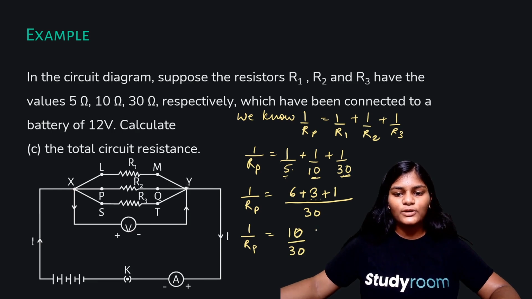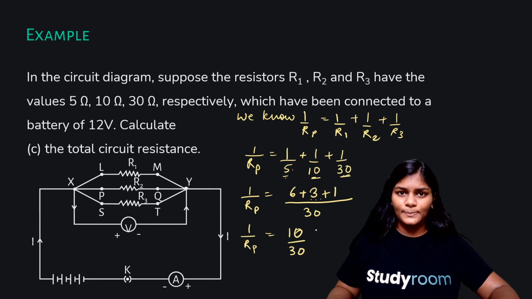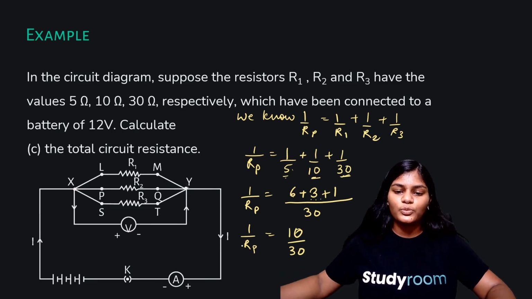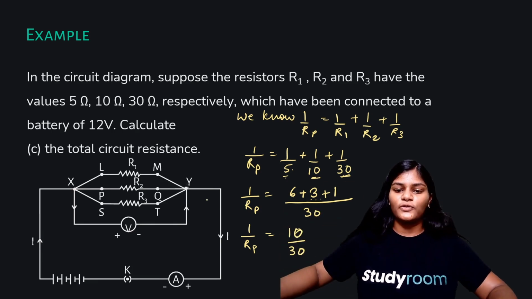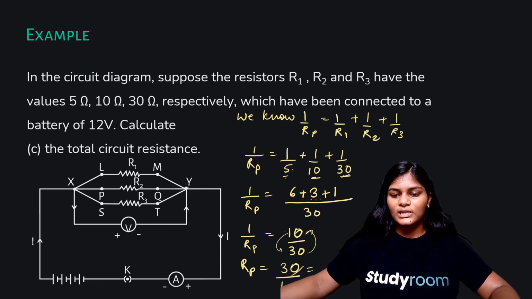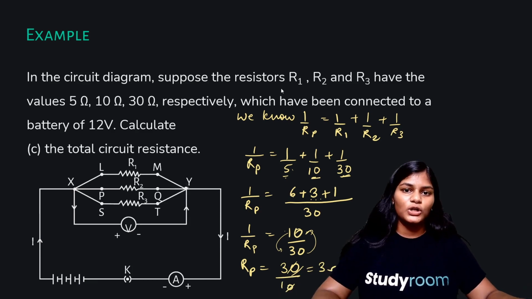Did we have to find 1 upon Rp or did we have to find Rp? We had to find Rp, right? The total resistance of parallel. So we take the reciprocal of this equation. Rp is equal to, this goes to the denominator and this comes to the numerator. So 30 upon 10, which is nothing but 3 ohm. Okay, so we have calculated the total resistance in the circuit also. Moving on.